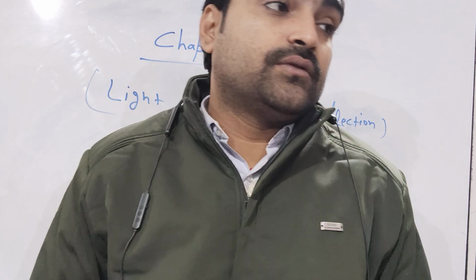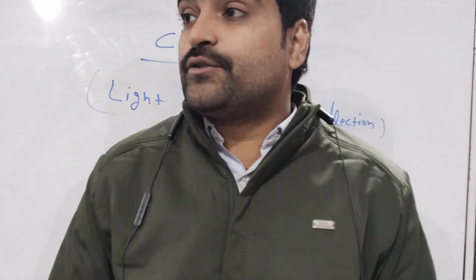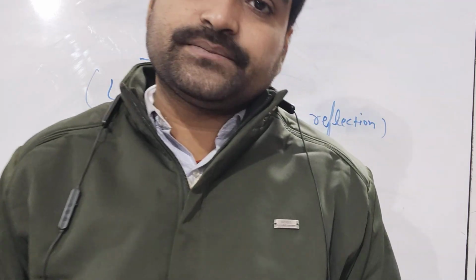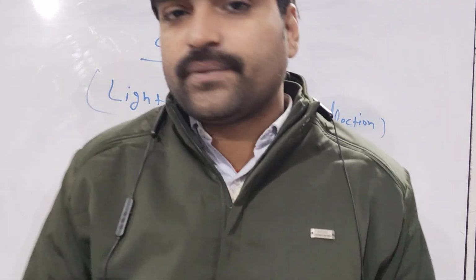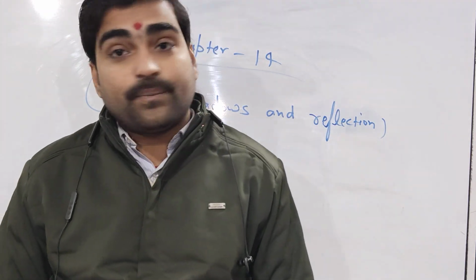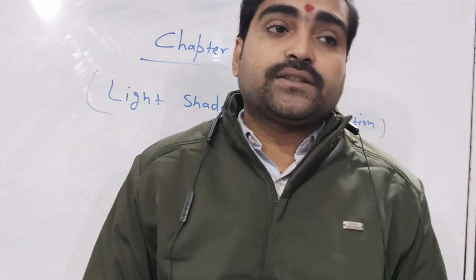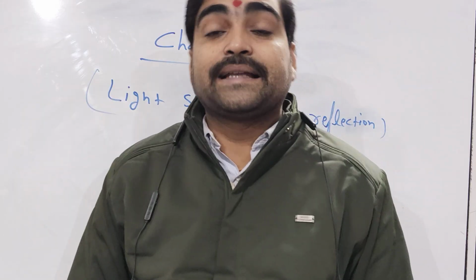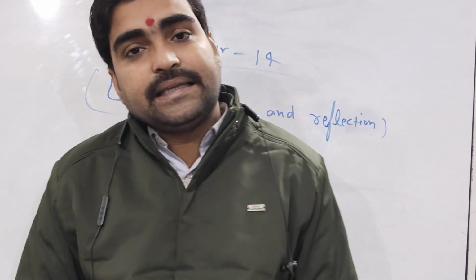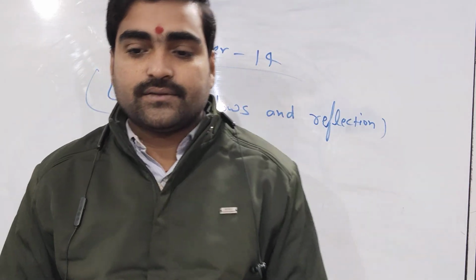Okay, so what is needed to form a shadow? Three things are needed to form a shadow. First of all, a source of light. Second, an opaque object. And third, a screen, like a wall, the ground or any opaque object.